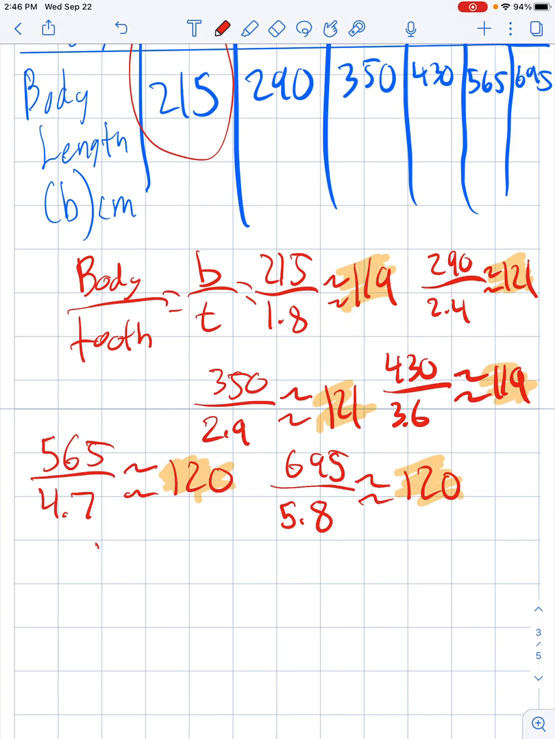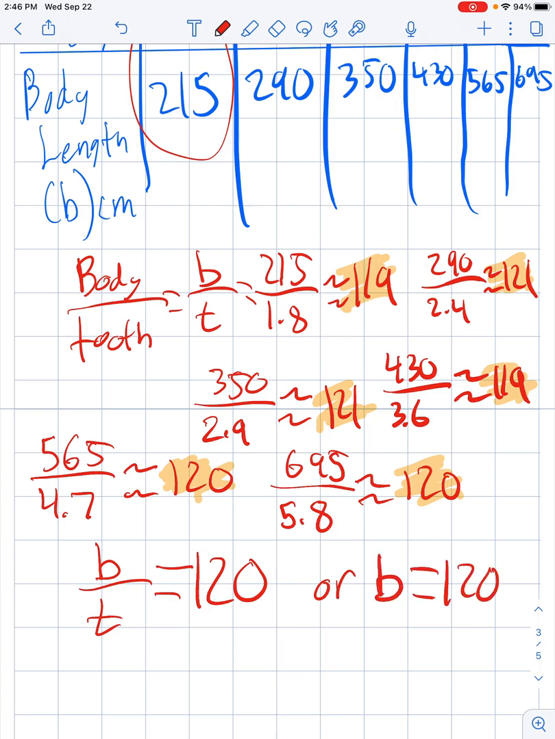So again, I could say that the relationship of body length to tooth length is equal to 120. Or again, if we wanted to rewrite it, multiplying by t on both sides, B equals 120T. So if I found a shark tooth, and I could multiply its length in centimeters by 120, I could estimate or approximate how big that shark was. Kind of scary.